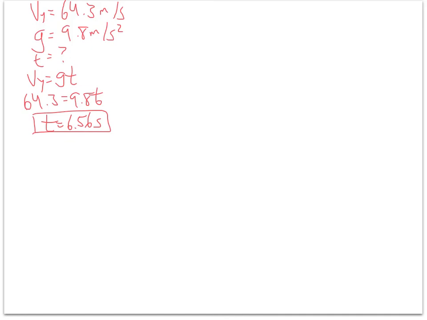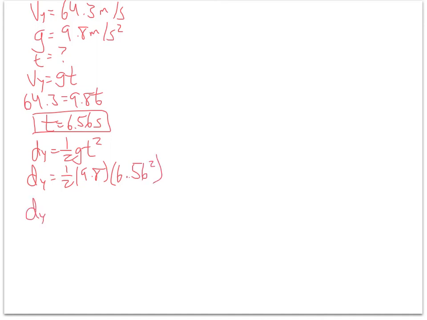If I doubled it, I'd have the total flight. But I don't need it doubled for the vertical parts. So I'm going to do now dy equals 1/2 gt squared. Dy equals 1/2 times 9.8, and now my new time variable t equals 6.56, and that'll be squared. So dy equals 210.86 meters. I have my first answer to this problem. I have my peak height.